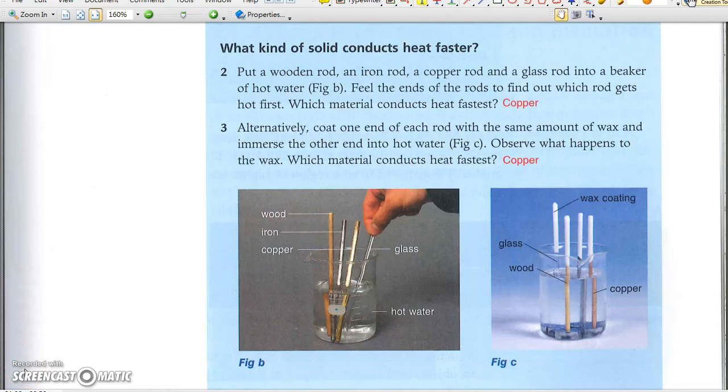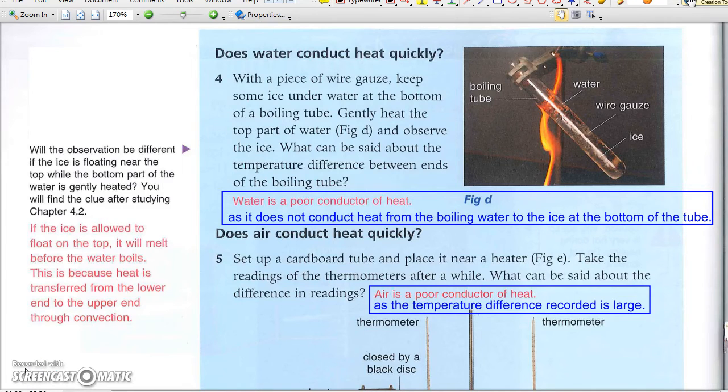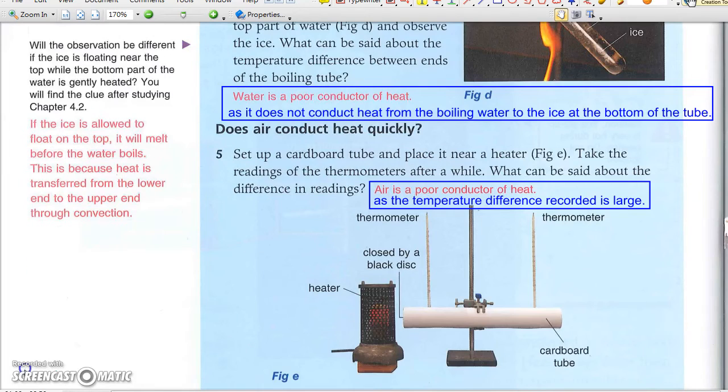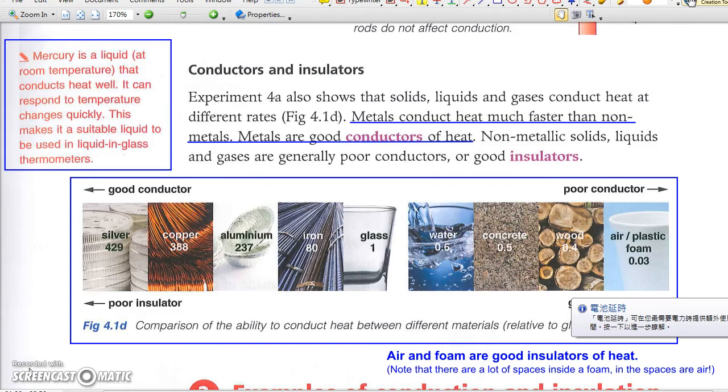Different metals conduct heat at different rates. Water is not a good conductor, and air is not either. In fact, metals are mostly good conductors of heat, while air and foam are good insulators of heat.